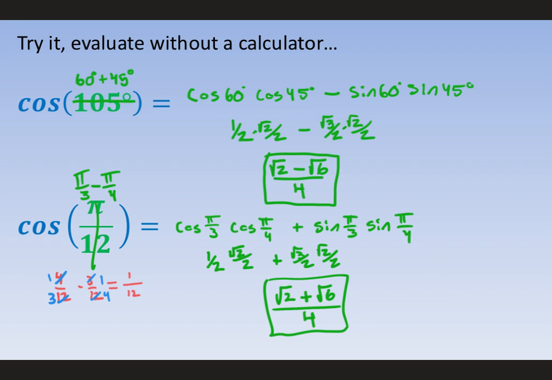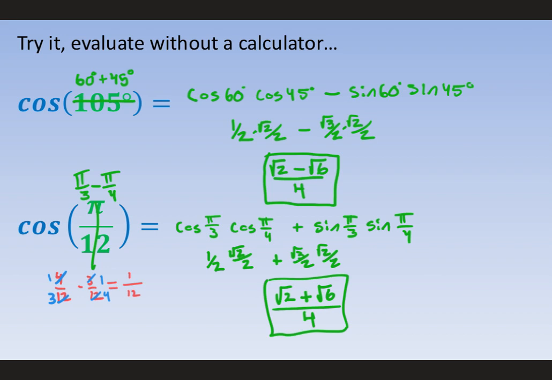But there we go. So what you're going to do is take what's given and try to rewrite it in something that we can evaluate. 105, I don't know 105, but 60 and 45s, those are good to go. Pi over 12, I don't know that, but I do know pi's over 3s and pi's over 4s and pi's over 6s and pi's over 2. So I'm going to try and rewrite it in some form of pi that is working for me.